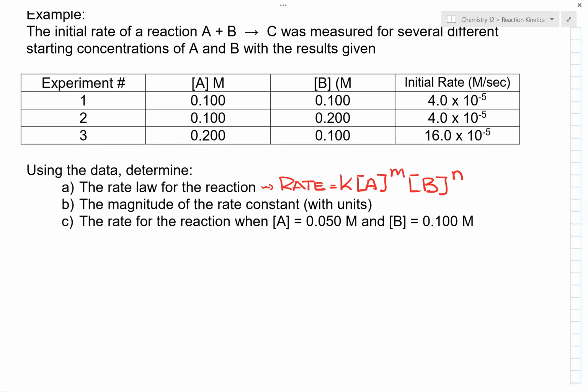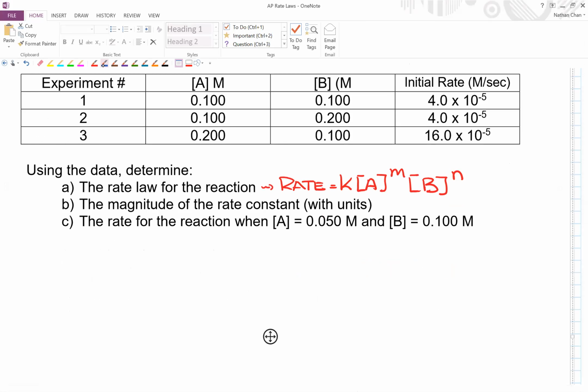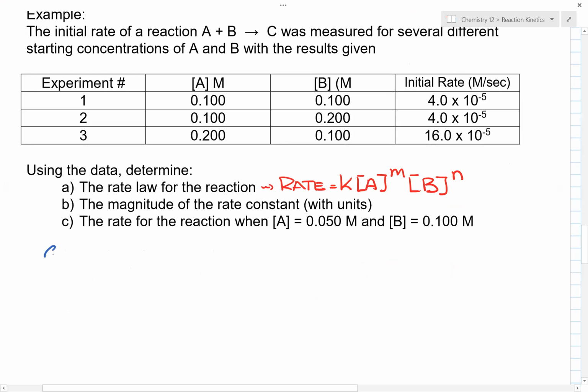Now, I'm going to go through a mathematical process of solving this. Afterwards, I will talk about how you can do it verbally. I'm going to give you both methods just to cover the bases. So for step A, how would we determine the rate law? What we would do is choose 2 experiments.